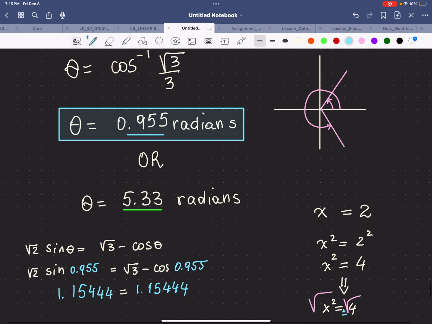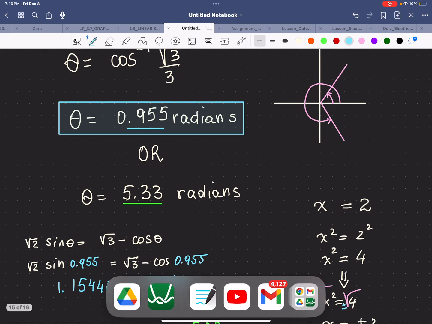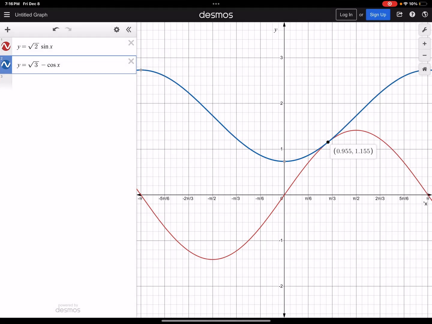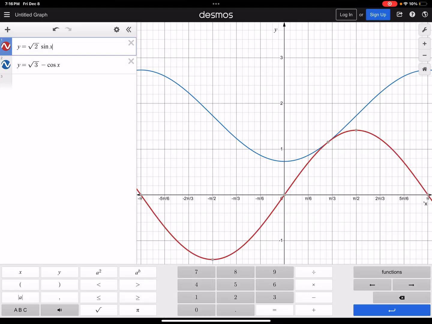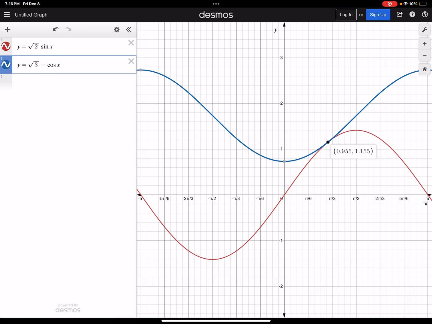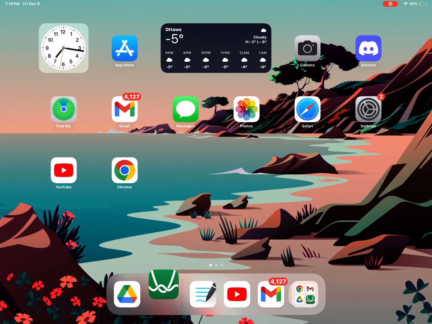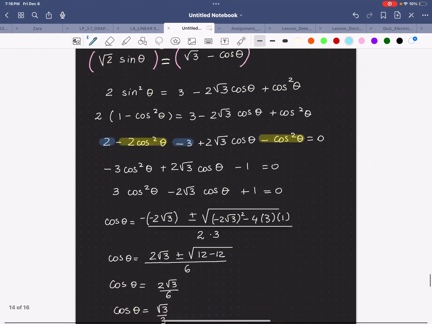Now, another way to check your solutions is by using Desmos, right? And the way that I like to prove my solutions with Desmos is by writing each side of an equation as a function on its own. And what we're going to do is focus only on the domain between negative pi and positive pi. As you can see, the only point of intersection, or the only point where the left and the right side will meet, is at the angle 0.955. And voila, this is the solution to this equation.